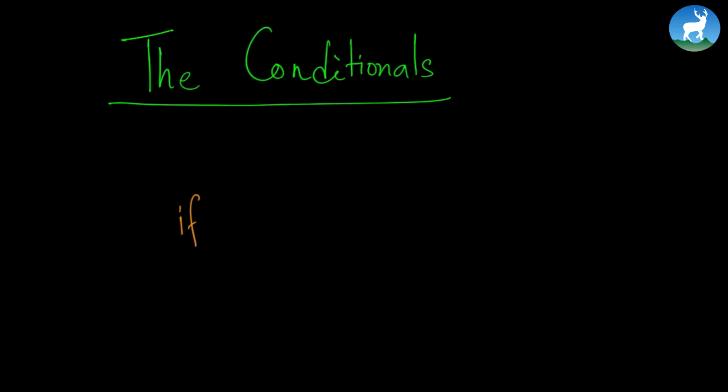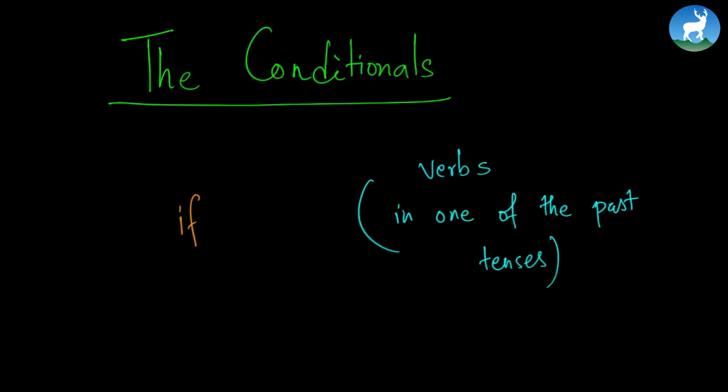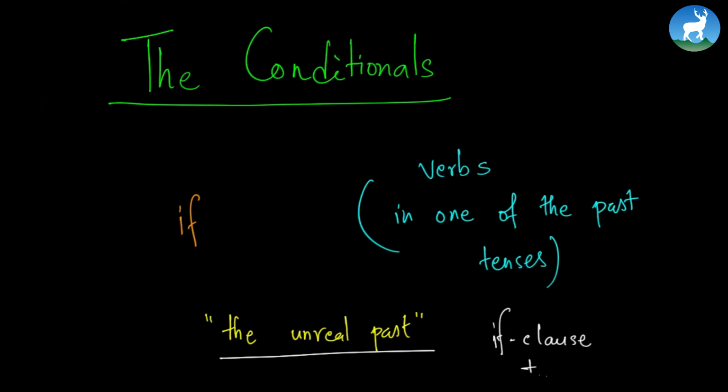Many conditional forms in English are used in sentences that include verbs in one of the past tenses. This usage is referred to as the unreal past, because we use a past tense but we are not actually referring to something that happened in the past. There are 5 main ways of constructing conditional sentences in English. In all cases, these sentences are made up of an if clause and a main clause.